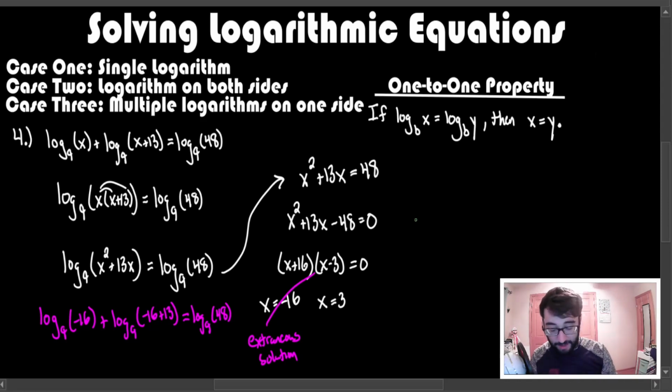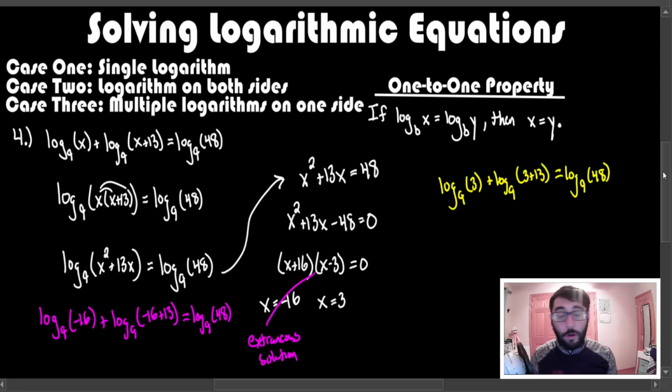However, if we check positive 3, I'm going to plug it back in. Log base 9 of x, well, x we found is 3, plus log base 9 of x plus 13, which is 3 plus 13, is equal to log base 9 of 48. Notice none of these logarithm arguments are negative in any sort of way or will become 0 or negative. So that actually checks out. So 3 would actually be the only solution here.